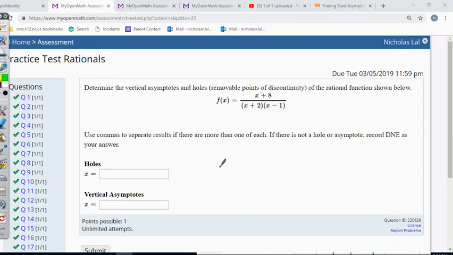24. All right. Determine the vertical asymptotes and holes, removable points of discontinuity of rational functions shown below. Use commas to separate the results. So nothing cancels out, so there's no holes. The vertical asymptotes are just x equals negative 2, x equals positive 1.